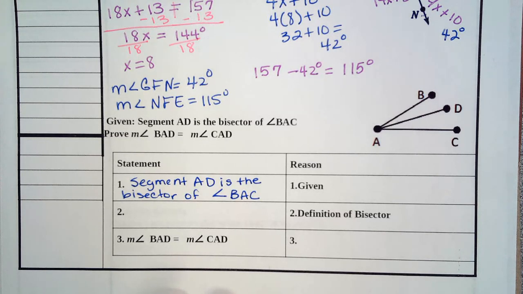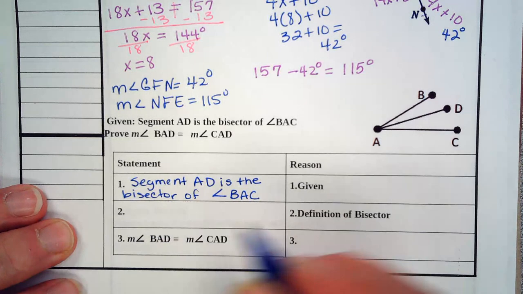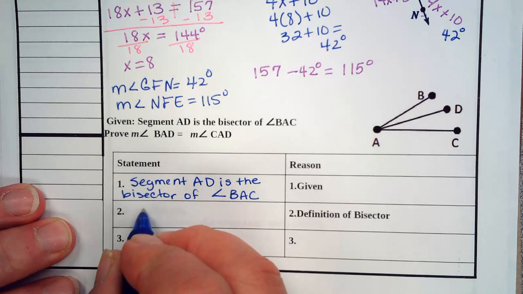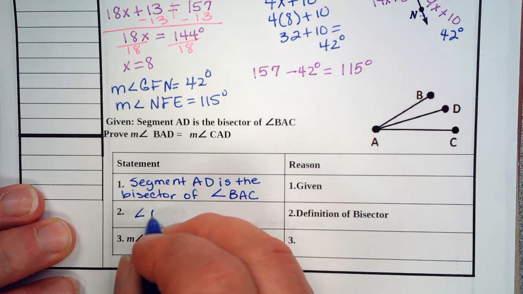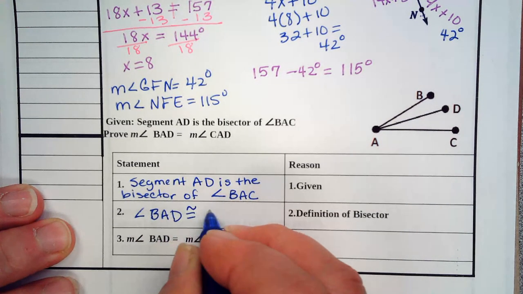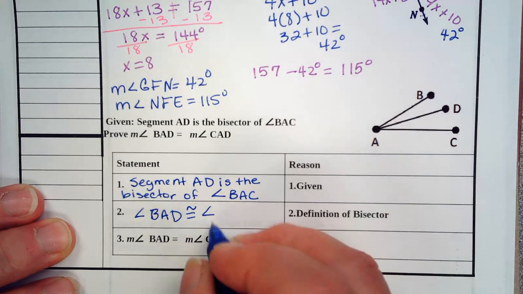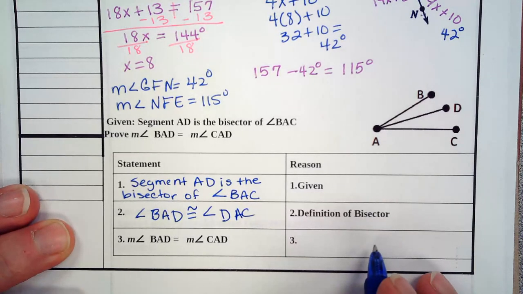When I bisect something, what does it mean? Bisect means it cuts it into two equal parts. So that means that angle BAD is congruent to angle DAC or CAD by your definition.